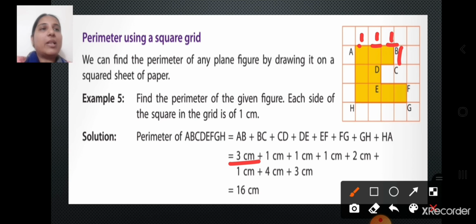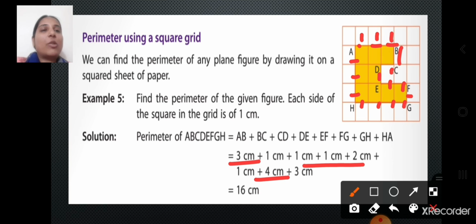Then BC is 1 centimeter. CD is 1 centimeter. Then DE would also be 1 centimeter here. EF would be 2 centimeter. You can see E to F is 2 centimeter. Then FG is 1 centimeter. GH would be 1, 2, 3, 4 centimeter. And HA would be 3 centimeter. Okay, this has been written here, the measure of each side.